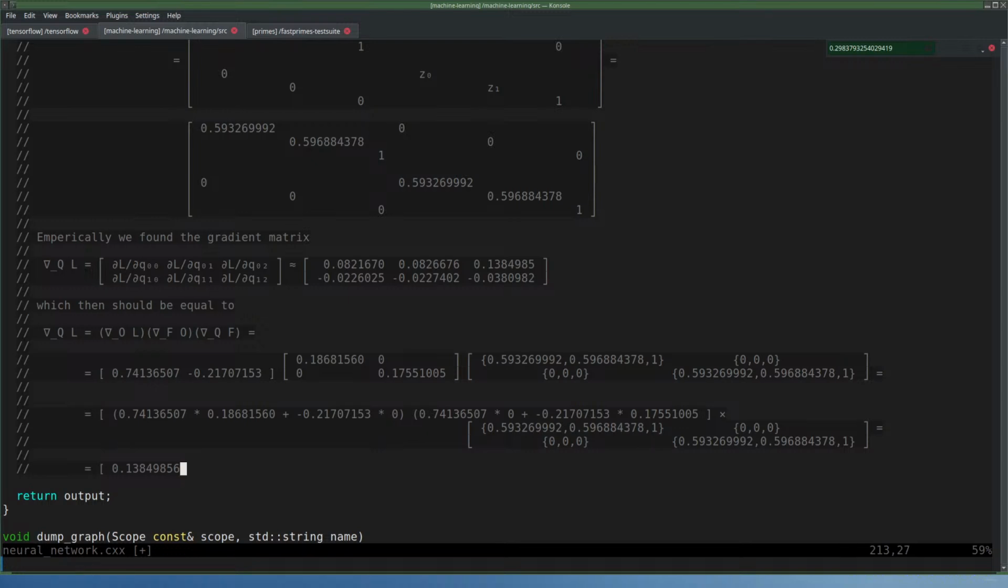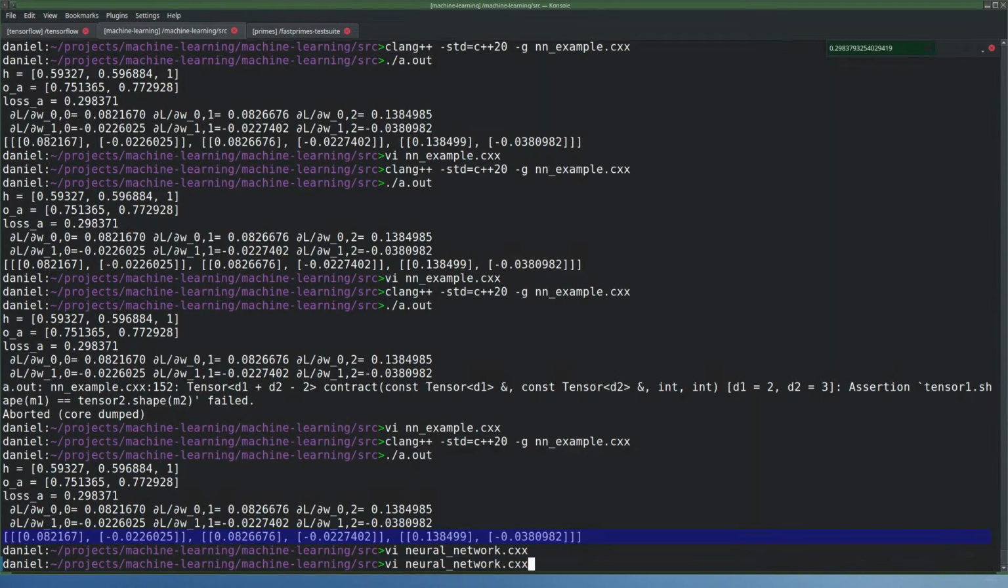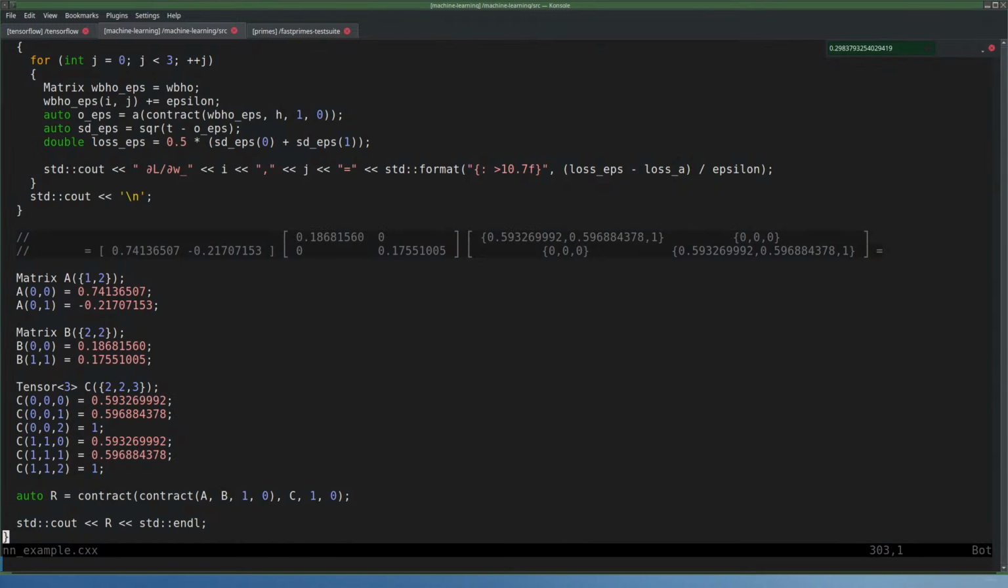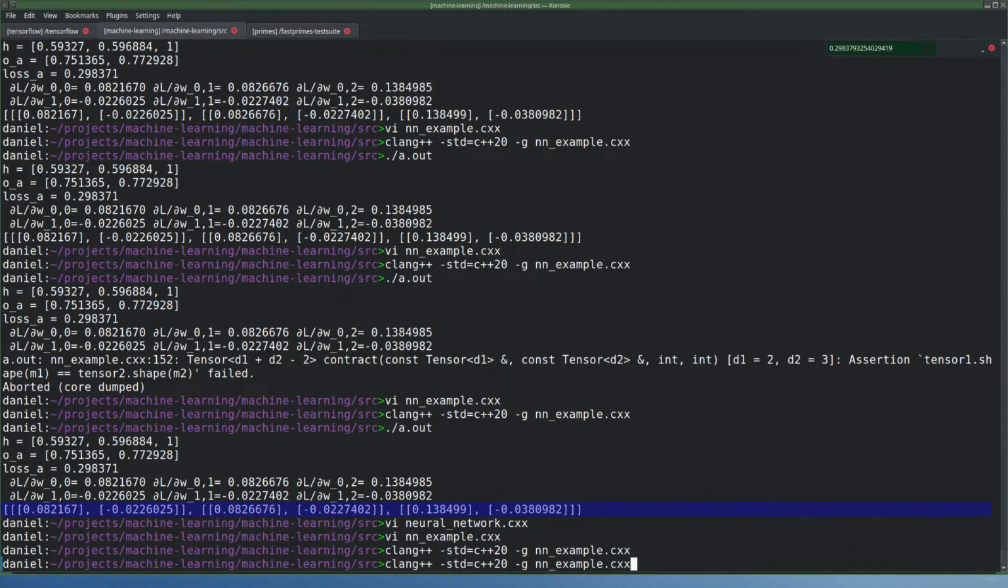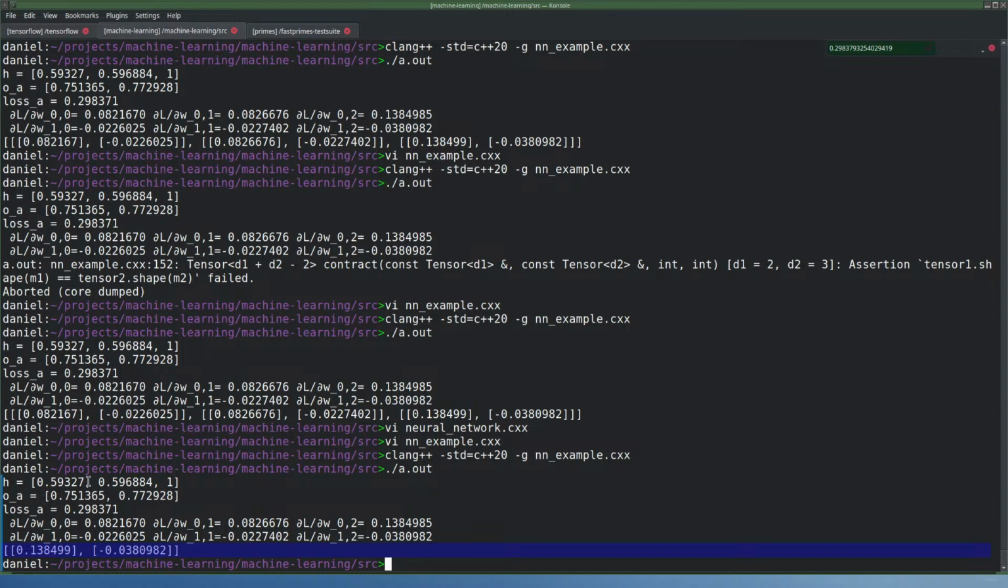And the other one, I believe it matches with calculating just A and B. 0.138499. Yep. No, that's the other one.